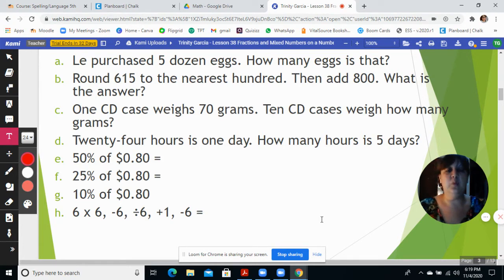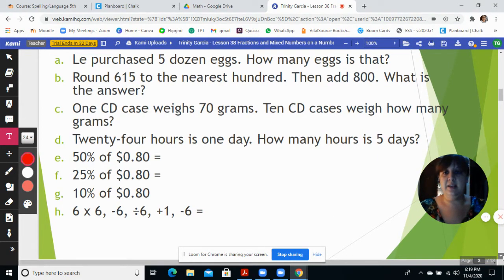24 hours is 1 day. How many hours is 5 days? 50% of 80 cents. Don't forget to put the right decimal place and all that stuff. 25% of 80 cents and 10% of 80 cents. There should be an equal sign here at the end. Sorry about that. And 6 times 6 minus 6 divided by 6 plus 1 minus 6. And what do you get? All right. Go ahead and do those and then press play when you are ready to keep going.